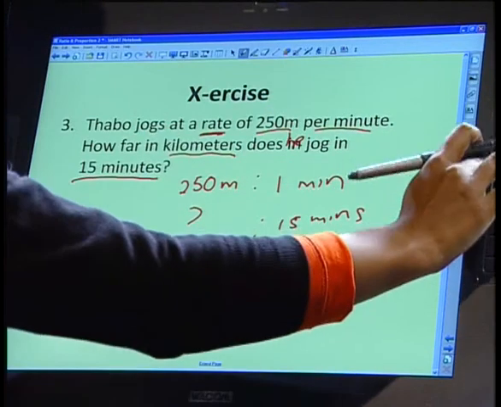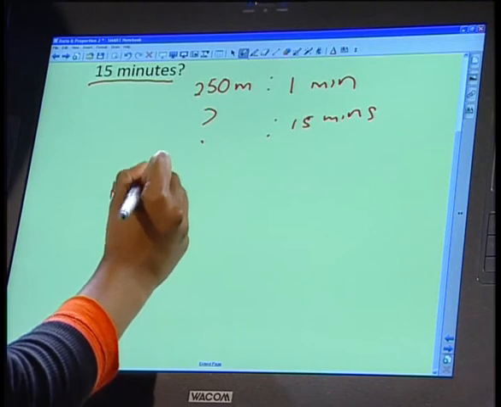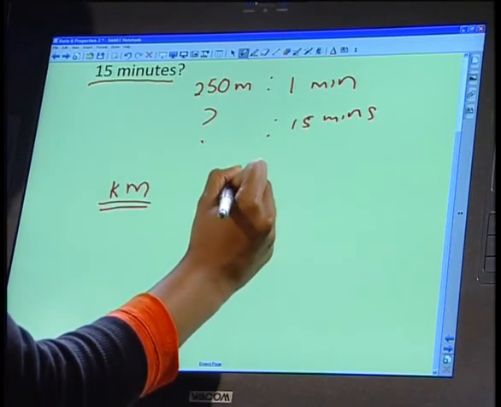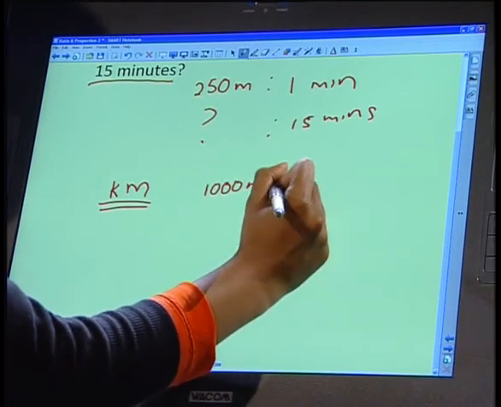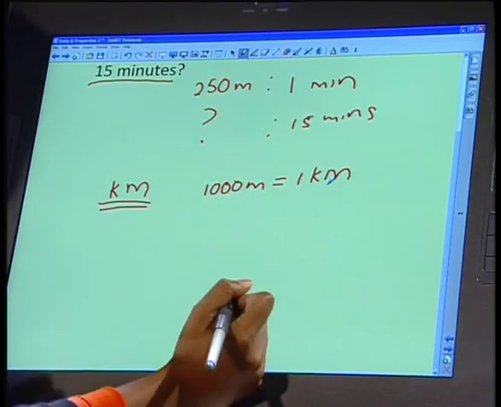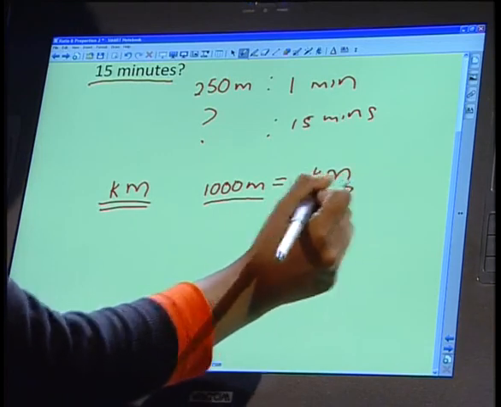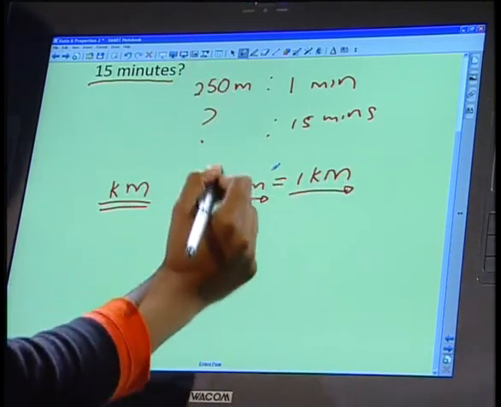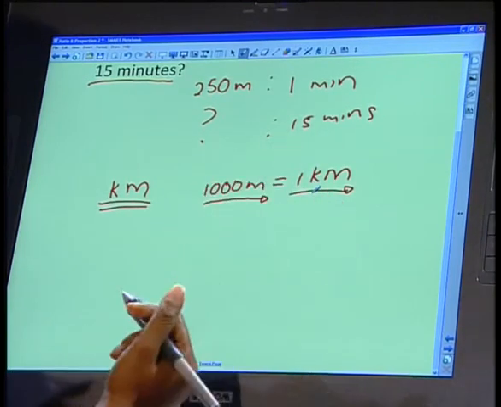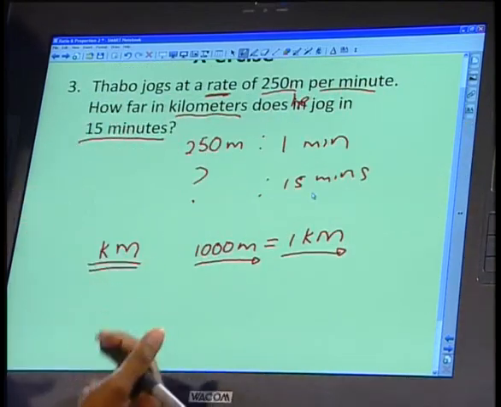But they don't just want the answer, they want the answer in kilometers. So something you're going to have to know here is that 1,000 meters is equal to 1 kilometer. Now, usually in an exam situation, if they require you to do a conversion, they will give you the conversion in most cases. So they will say to you 1,000 meters is equal to 1 kilometer. And that will really help you to work out how far he's going to go in 15 minutes.